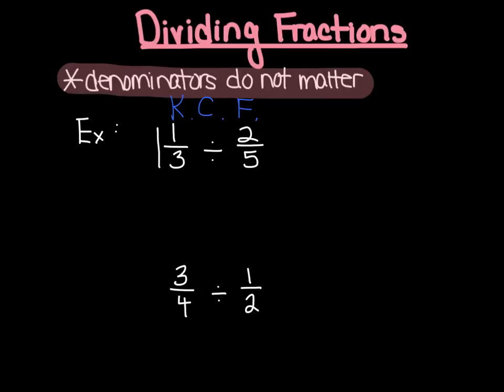Keep the first number the same thing. Change this division sign to a multiplication sign. And flip 2/5. Well, if we flip that, how would that look? 5/2. Okay? Now, we can multiply it as we normally would. Now, in this case, this guy right here is bothering me. I don't like dealing with mixed numbers, especially when we multiply and divide. So I'm going to convert him to an improper fraction.